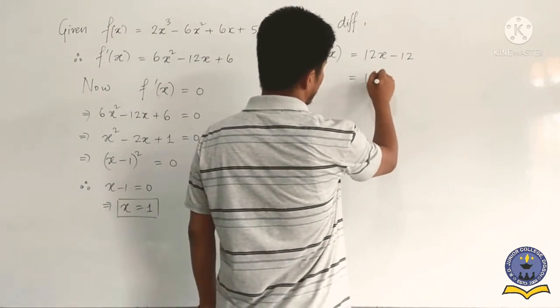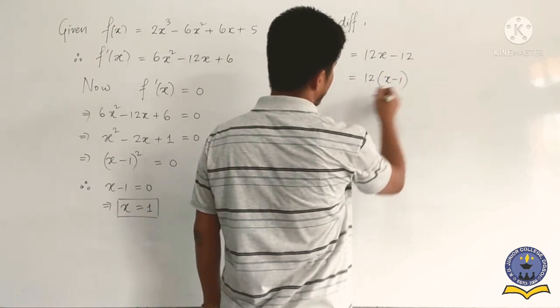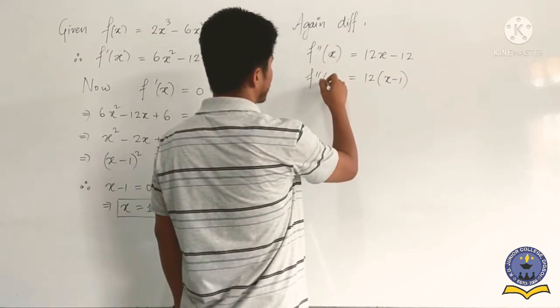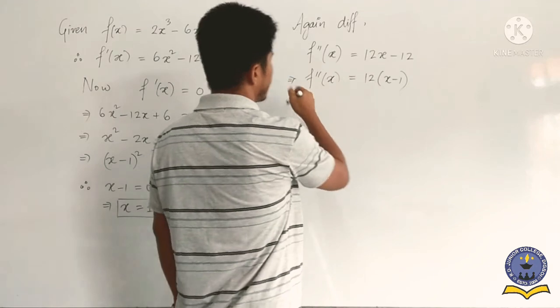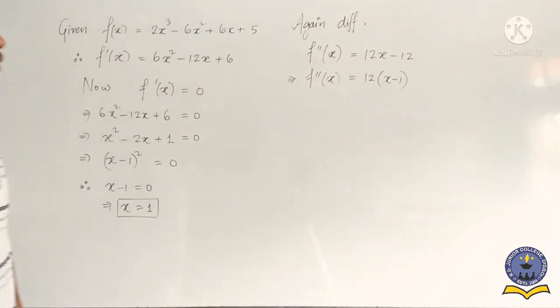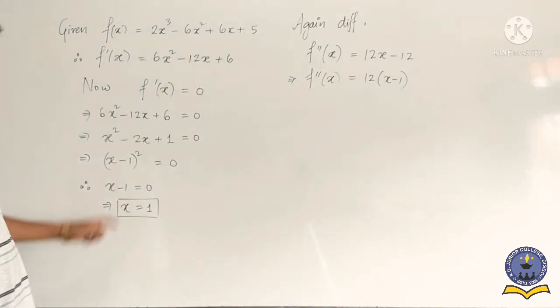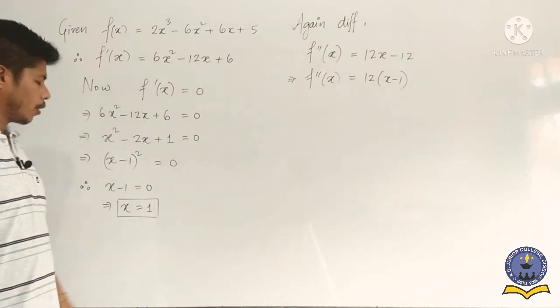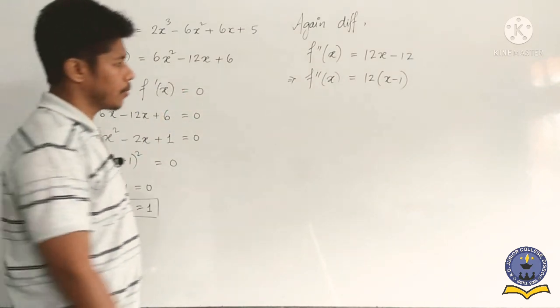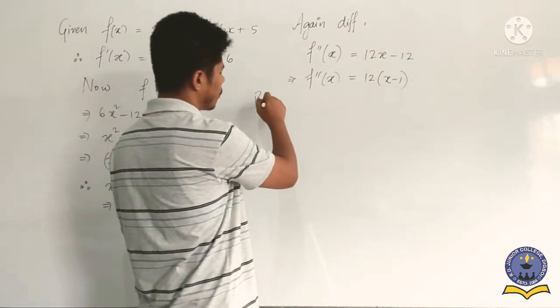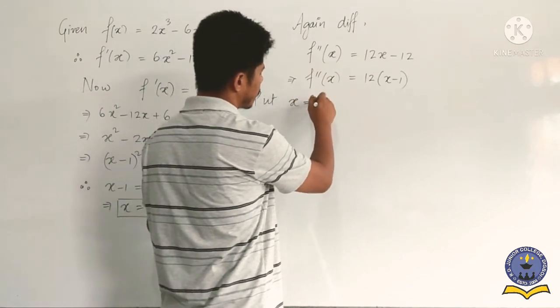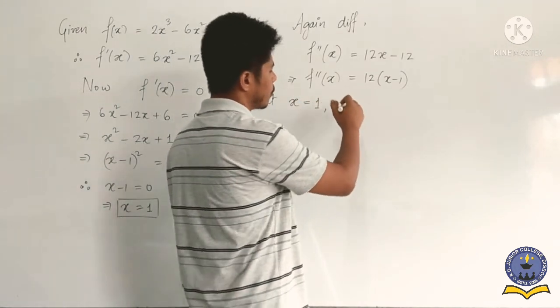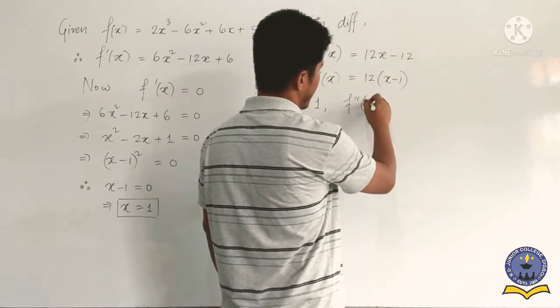So from here what is common? 12 is common, so that means x minus 1. So f double dash of x equals 12 into x minus 1, isn't it? Now we have to verify this critical point of this function, whether it is maximum or minimum. So we have to put x equals to 1, so we write f double dash of 1.